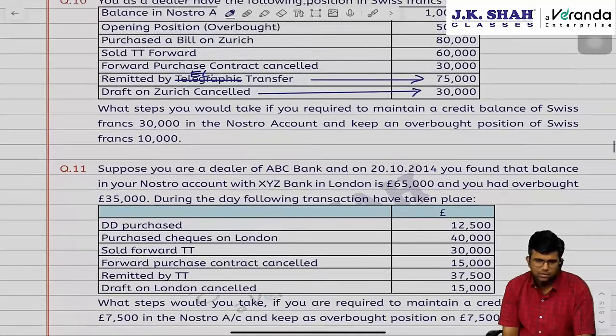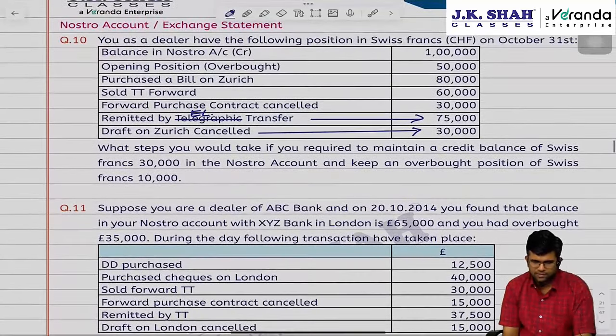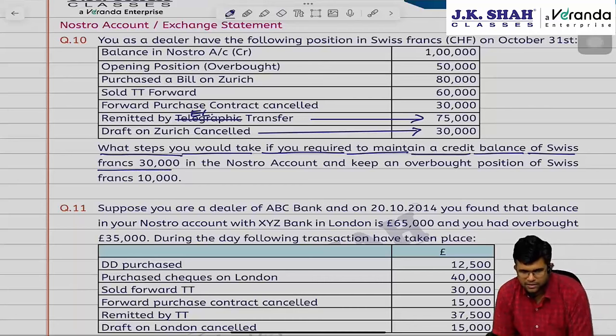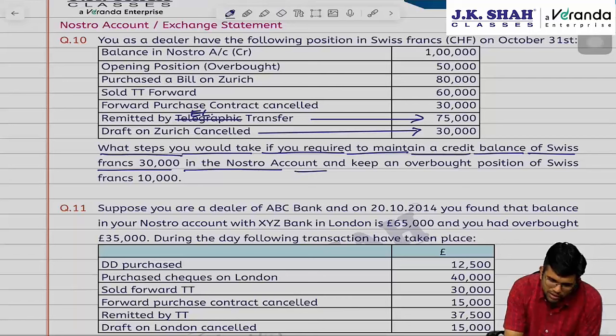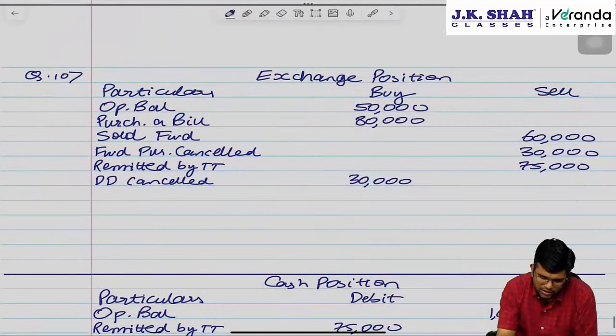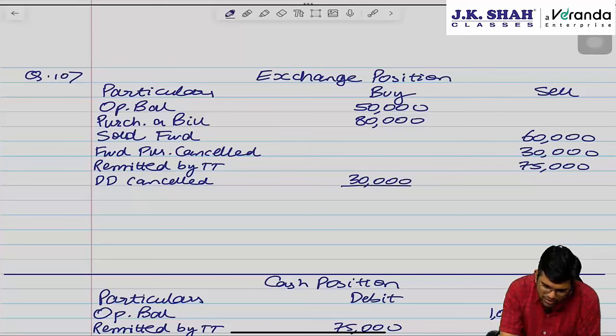Now there is just one last thing that you have to understand before you start writing. What steps would you take if you are required to maintain a credit balance of 30,000 in the Nostro account and keep an overbought position of Swiss francs 10,000? Okay, I'll explain. First of all, tell me what is the total. Boys, tell me total buy. Girls, tell me total sell.